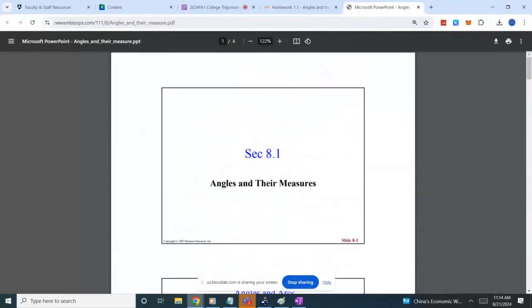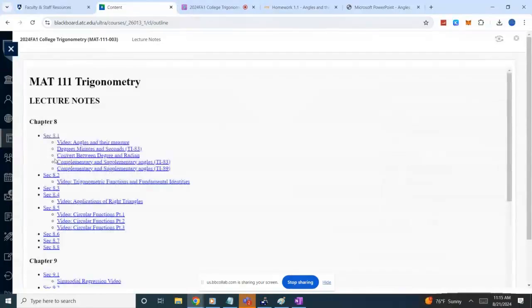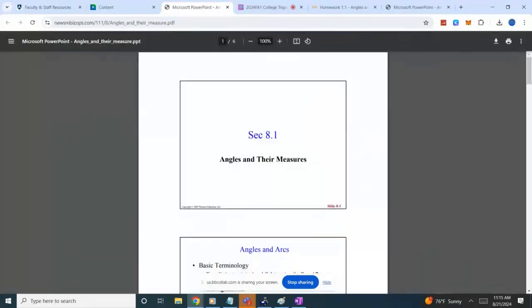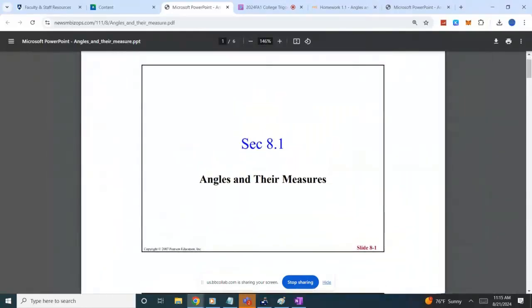So what I actually have here, just to show you where you can find these things, I'm going to go into Blackboard and under lecture notes, and the very first PowerPoint that you see where it says section 8.1. All right, so I'm going to use this to start. Now, I may skip through some of the topics in this lecture note, because here again, this was taken from a previous textbook, right?